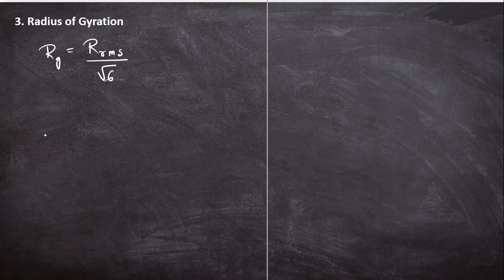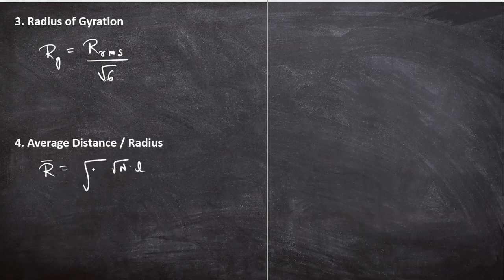Next is the average distance or the radius. It is represented like this, which is equal to root n into L, root of 8 upon 3 pi. So this is the formula you need to remember. What is this root n into L? This is the root mean square distance, root n into L. So just multiply it by the whole root of 8 upon 3 pi. This is the average distance, or we can also call it the average radius.